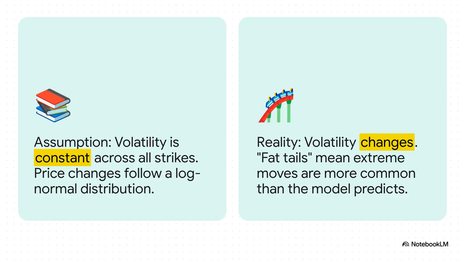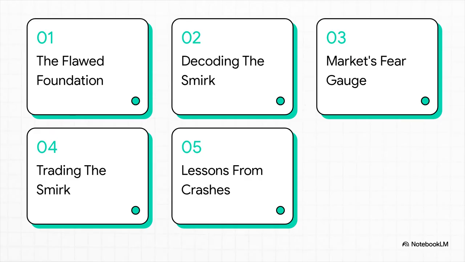And right there, in that gap between the neat theory and the messy reality, that's where we find our edge. So, here's the game plan. We're going to look at why that foundation is flawed, then we'll decode the volatility smirk itself. We'll learn how to read it like a fear gauge, how to turn its shape into actual trades, and finally, we'll see what it was telling us during some of the biggest market crashes in history.